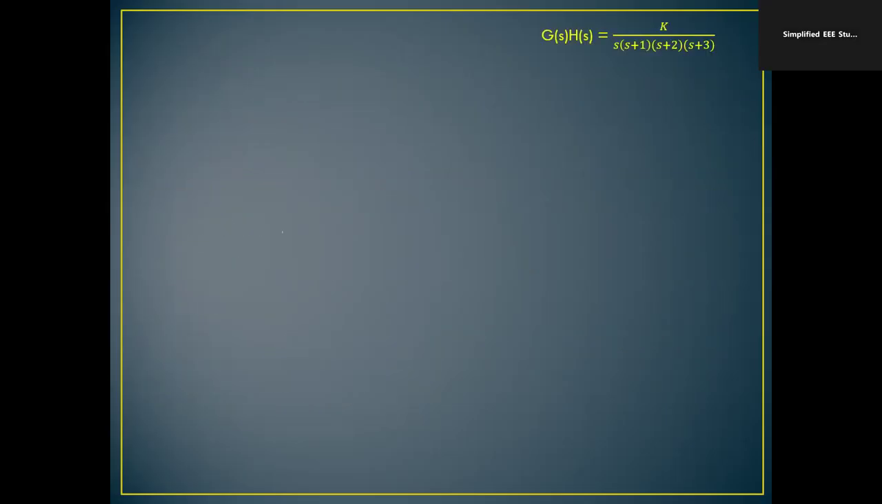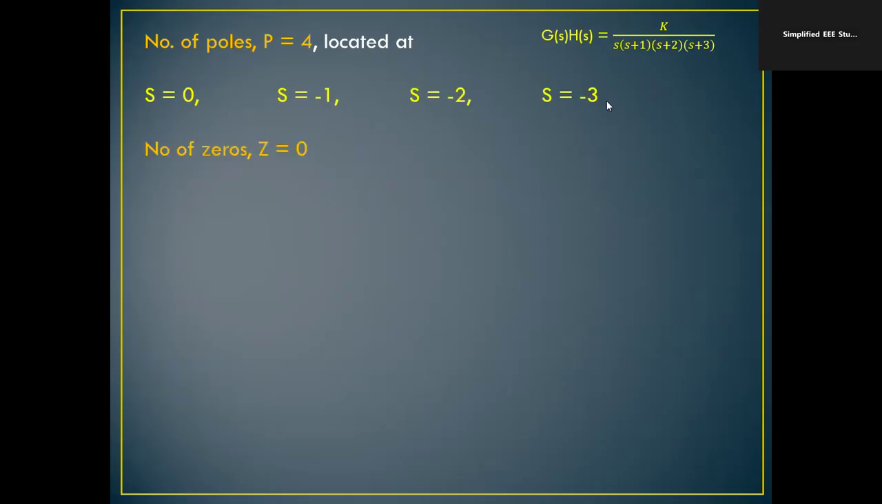So let us go to the loop transfer function already given in the question. For the number of poles, equate the denominator polynomial to 0. There are 4 poles available: s equal to 0, s equal to minus 1, s equal to minus 2, and s equal to minus 3. Looking at the numerator, we don't have any zeros. So there are no zeros.